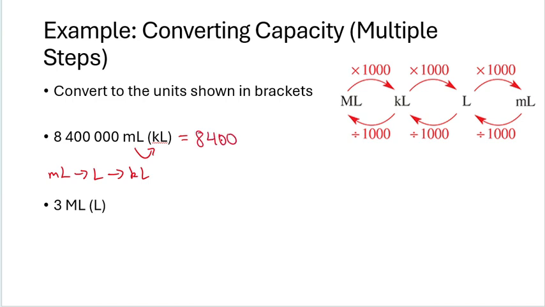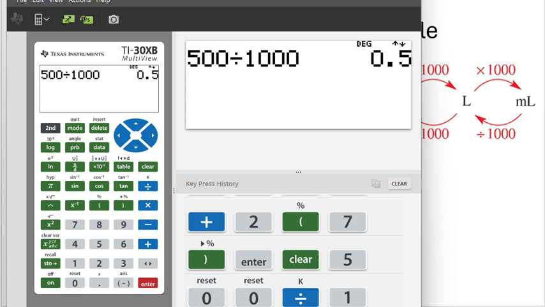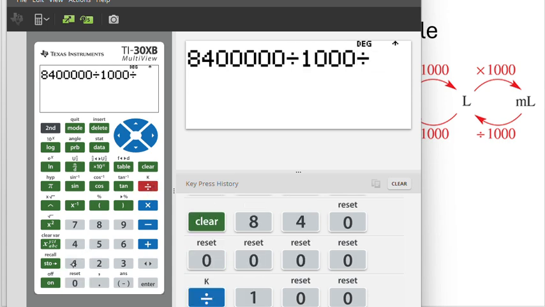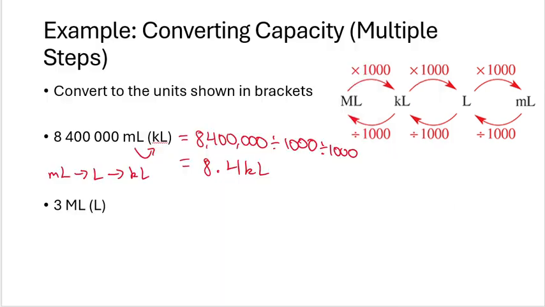So we got 8,400,000 divided by 1000 first to go into liters, and then just divide by another 1000 to go into kiloliters. So if you type this in your calculator, you actually end up with 8.4 kiloliters. And let's just double check to see if that works. Yep, divided by 1000, 8.4. There we go.